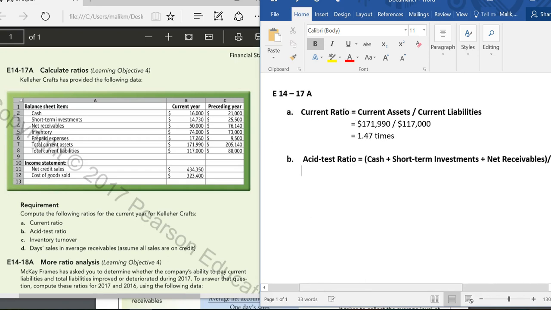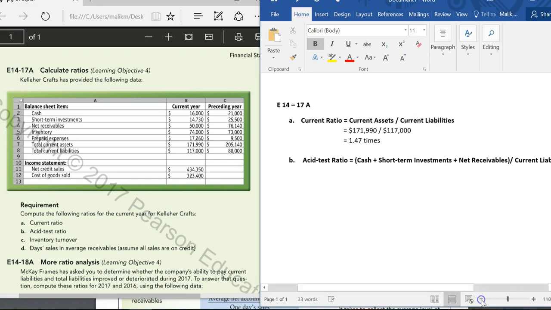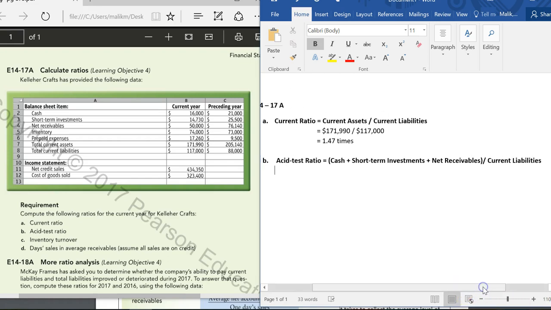Now I'll minimize a little bit so you can see the whole thing together. If you plug in the numbers, everything is given here. So let's plug in the numbers. Your cash is given here, please read it from this problem. Cash is given 16,000 plus short-term investment is 14,730. Remember, we are doing this only for the current year. Plus net receivable is given here, 50,000. So that's your top part, or the numerator.